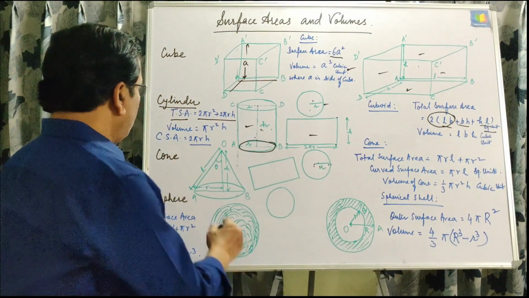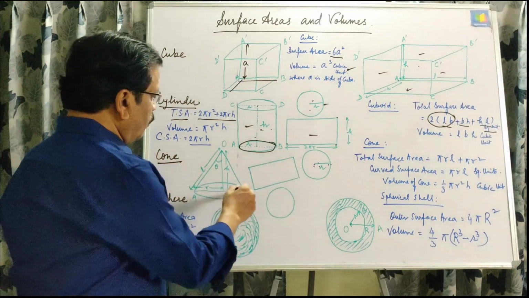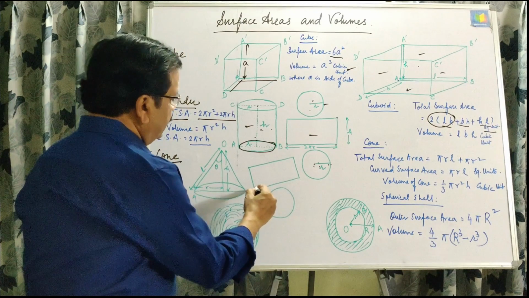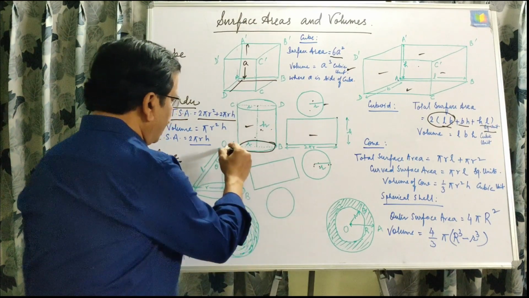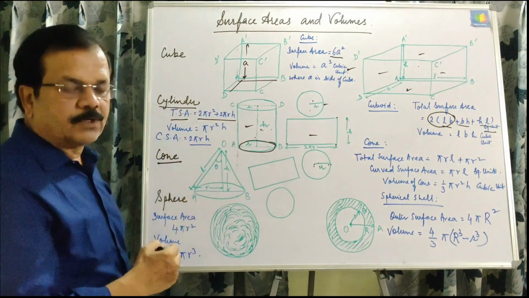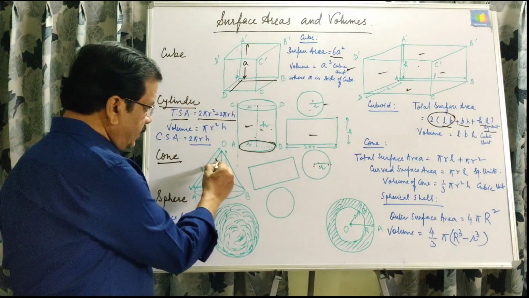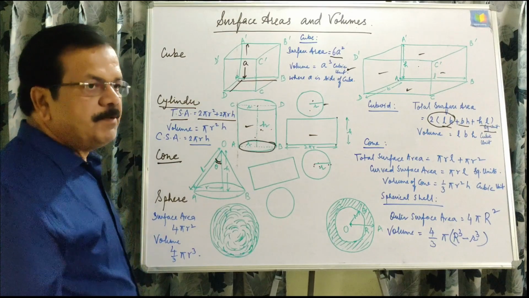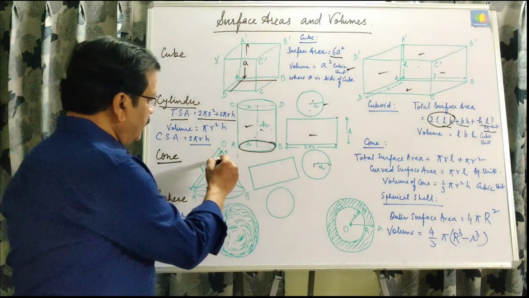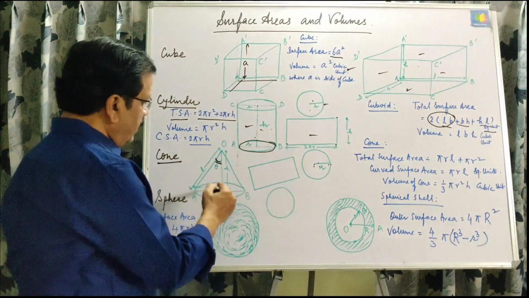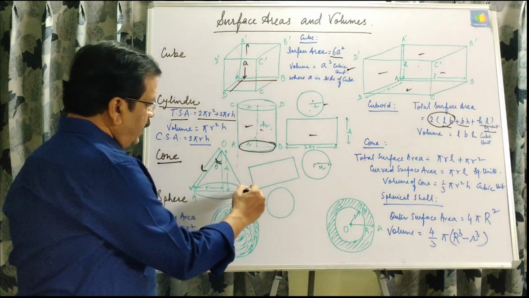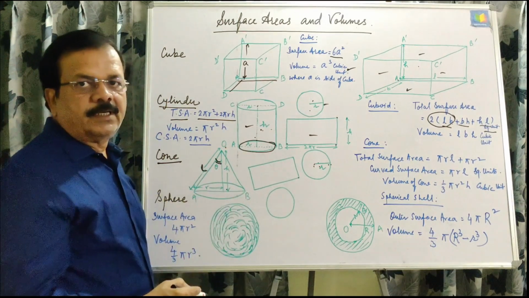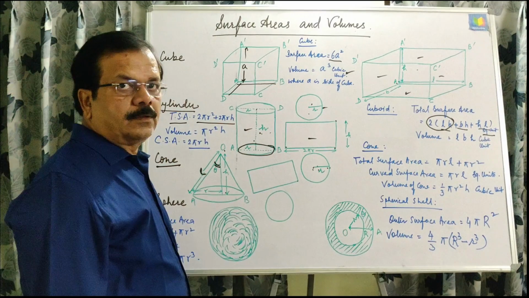And in the same way for the cone, one circle and a sector like this, and in this we will consider the slant height. L is the slant height of the cone, and if this is theta, then in a cone this theta is named the semi-vertical angle, which is half of the whole angle. Then L is the slant height, H is the height, and the base is circular in the case of a cone.